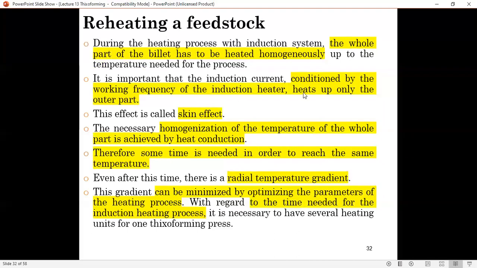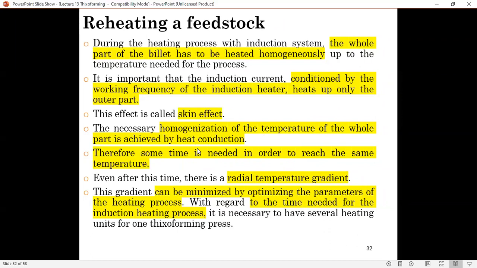of the induction heater. It usually heats up only the outer parts. So an induction heater usually heats up the outer parts. This effect is called the skin effect. Then the heat from the skin will travel towards the center of the billet. So the homogenization of the temperature of the whole part is achieved by heat conduction.